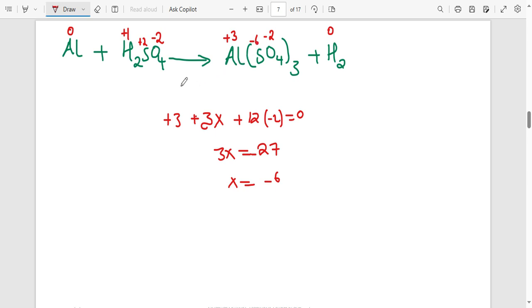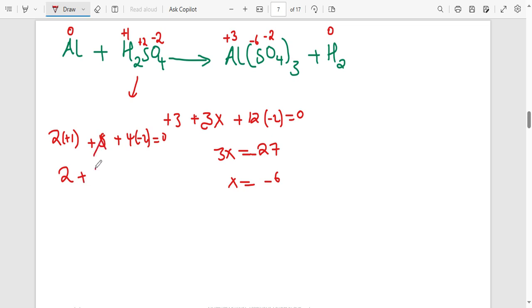Negative 6, like that, okay? Now, I didn't punch properly for the first one, which I wrote. For this one, we have 2 hydrogens, each with a positive 1, plus a sulfur, then plus we have 4 oxygen, each with a negative 2, which should give us 0.